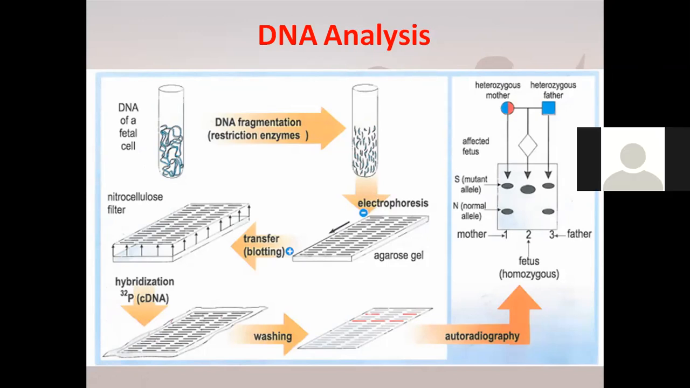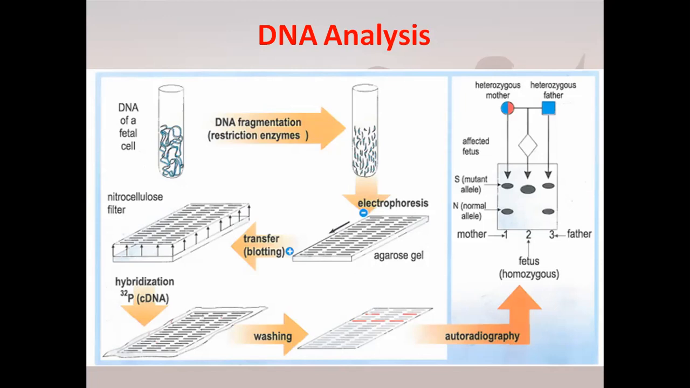DNA fragmentation of a fetal cell was performed using restriction enzymes. Okay, sure. First of all, you have to say DNA of a fetal cell was fragmented. Okay, let's continue. And then electrophoresis was performed on agarose gel. Very good. Then it was transferred or blotted on a nitrocellulose filter. Exactly. Then it was hybridized, excellent, using P32, and then washed to give us an autoradiography. Okay, thank you.